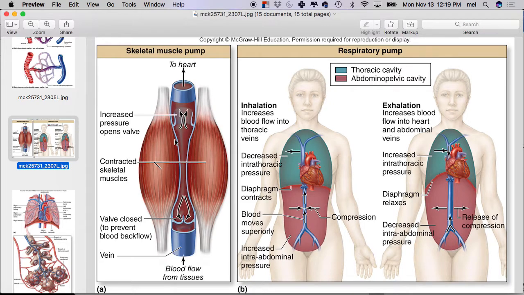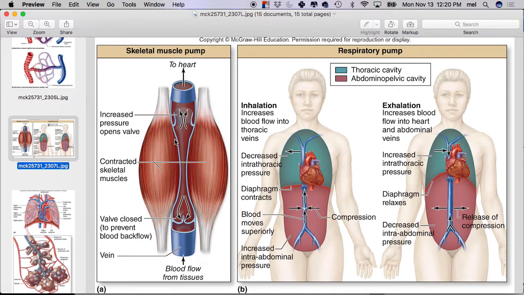So the places in which veins are most at risk of backflow is in your arms and your legs, okay, especially your legs, because you're going against gravity to get back to your heart, right? And you're really low pressure. So how do you make blood stay unidirectional when you've got the possibility of backflow? Well, valves help. These valves will open due to increased pressure on the bottom, but they will close due to increased pressure on the top, right?